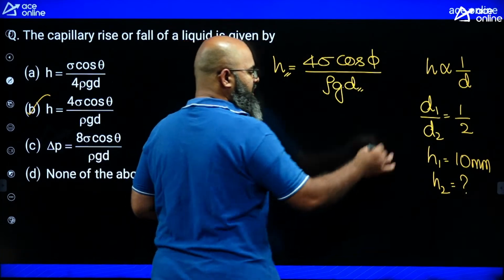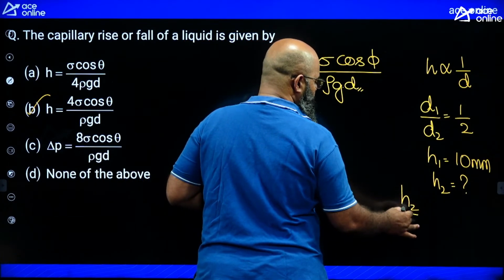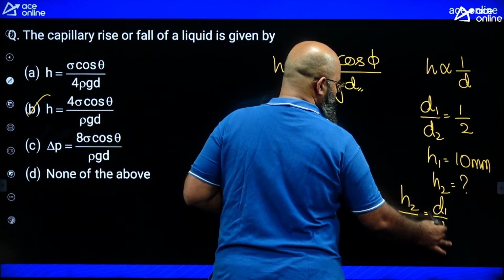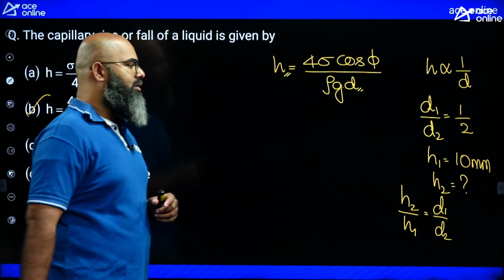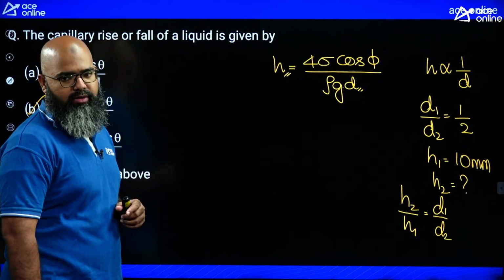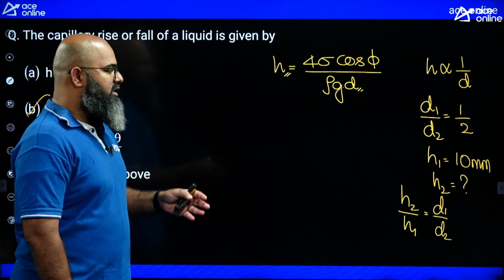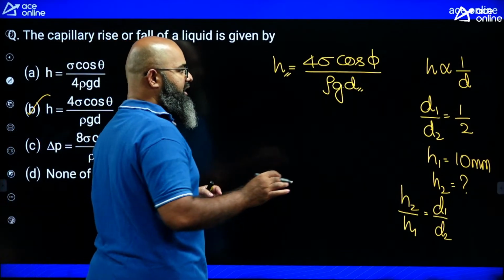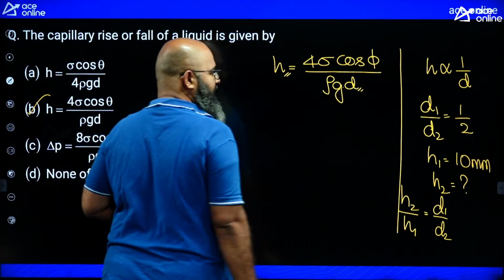How will you answer this? You will write H2 upon H1. Since inverse proportionality is there, H2 upon H1 is equal to D1 by D2. Now you can solve this, and you will get the value of H2 equal to 5 mm. That is one category of question they can ask you.